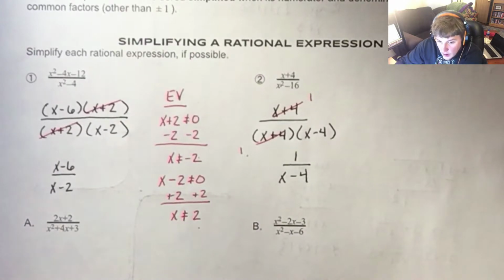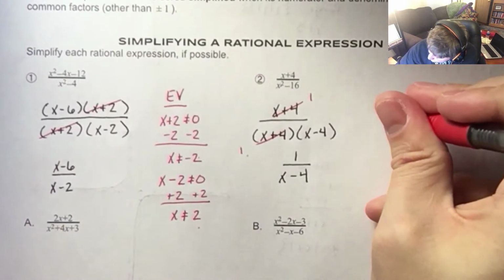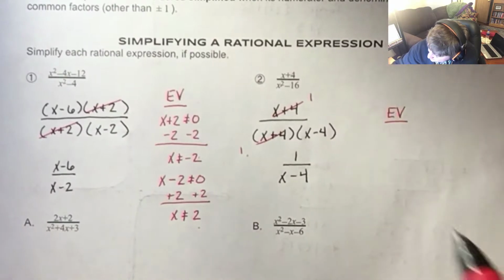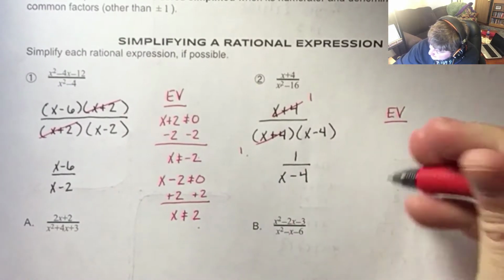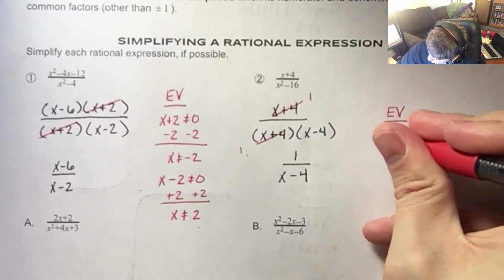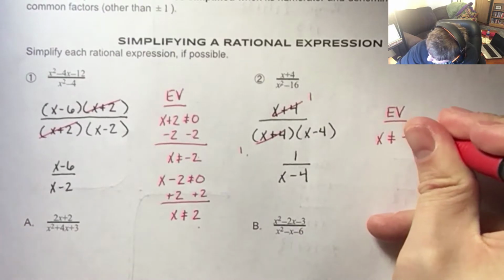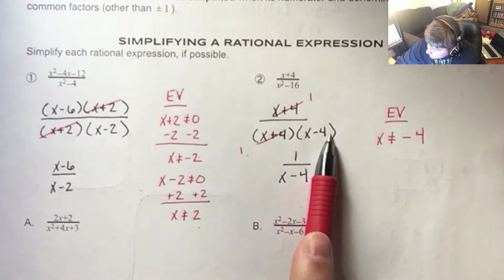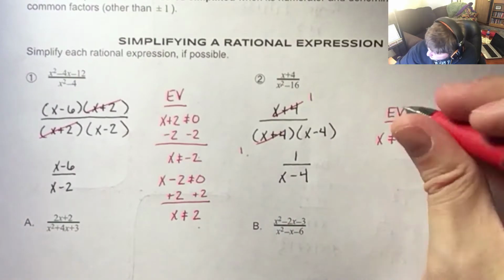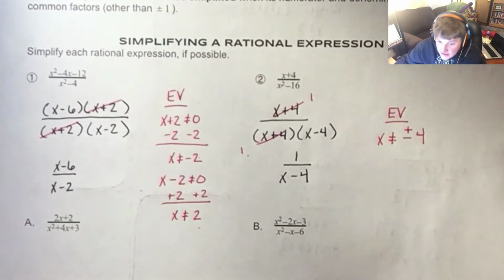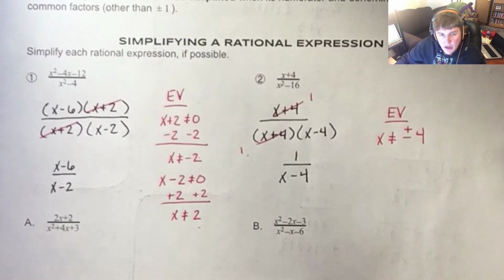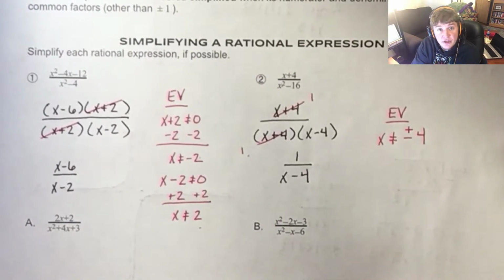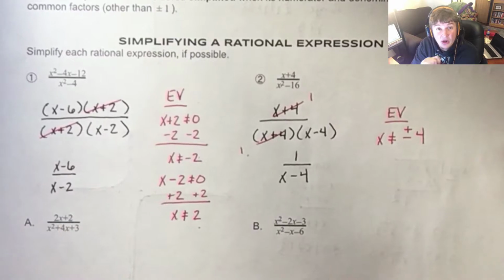Okay, if I wanted my excluded values here, I would say, what's going to make this 0? Well, that's negative 4. So x cannot be equal to negative 4. And then if I look here, what would make this 0? It would be positive 4. So I can actually just condense that down and say x can't be equal to plus or minus 4. Okay, so now's a great time. Pause your video. Go ahead and try A and B on your own.